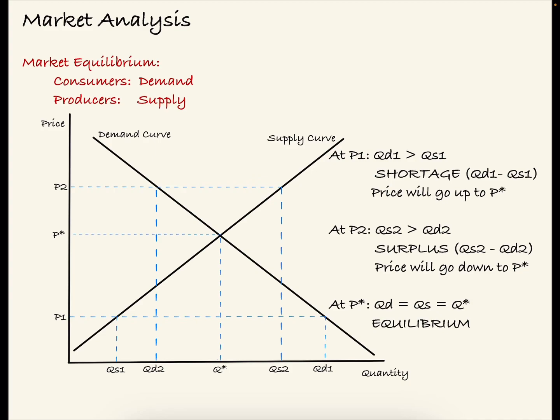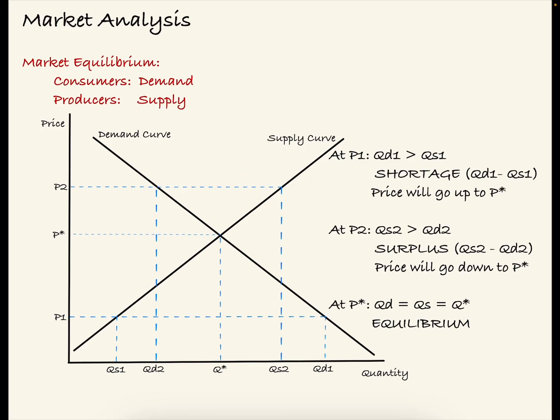Now let's take a look at the opposite scenario, at P2, where the quantity supplied is greater than the quantity demanded. This is called a surplus. At a surplus, some producers are willing to sell their product at a lower price. Thus, the price will decrease. Remember that as price decreases, the quantity demanded will increase, according to the law of demand. At the same time, when the price decreases, the quantity supplied will also decrease, according to the law of supply. Eventually, the price will decrease until P star.